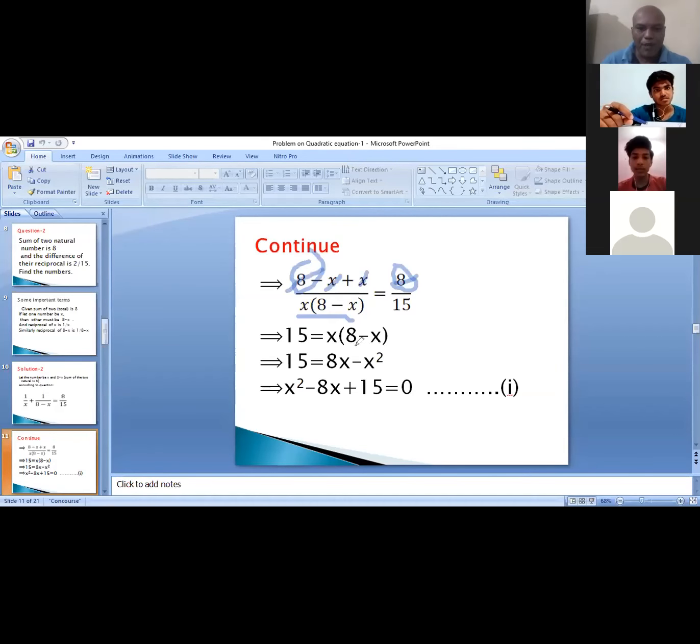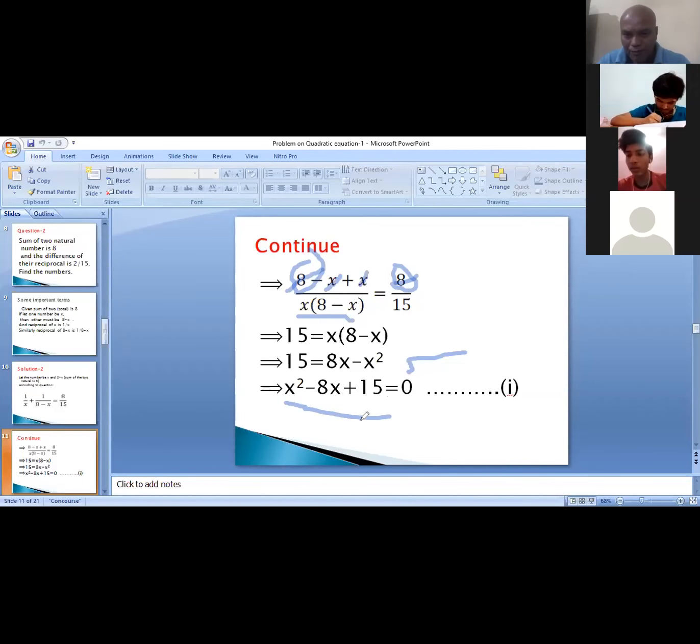15 is equal to 8 minus x. Multiplying this value, 8x minus x square, and arranging it, so this is your equation coming: x square minus 8x plus 15. This is your equation. First, you find the equation. Once you find the equation, you are going to solve.